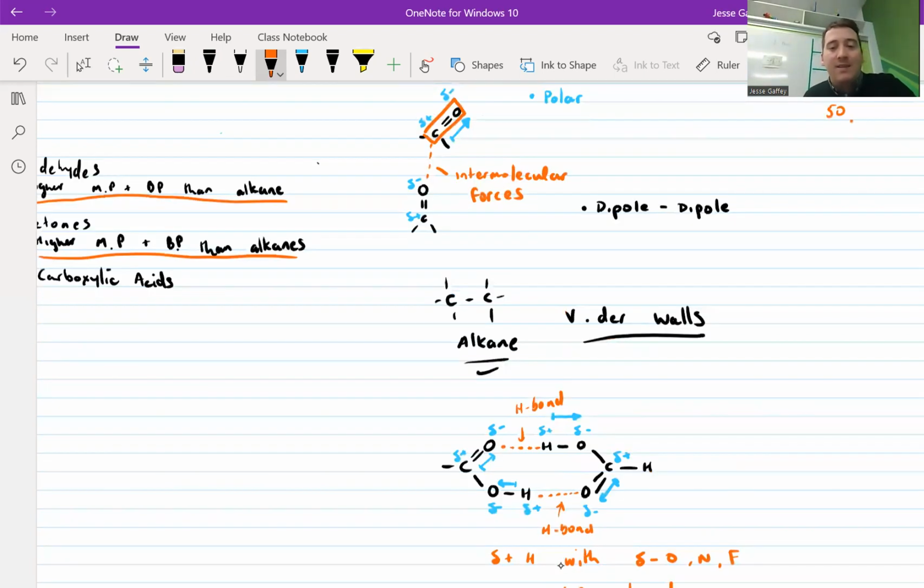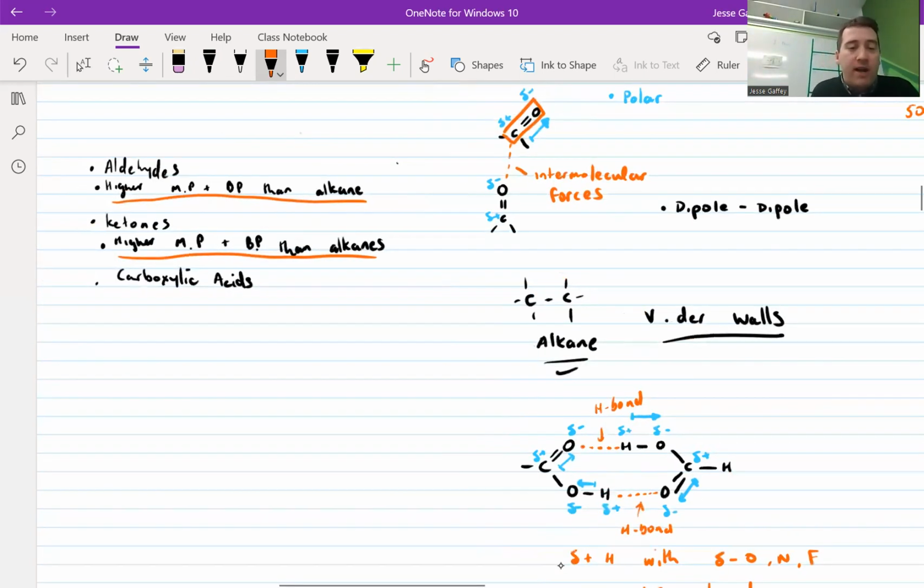So carboxylic acids, because of this double hydrogen bonding, are going to have higher BPs or MPs than aldehydes and ketones. And that's because of the double hydrogen bonding. So there's the first property that we've looked at, their melting points and boiling points.